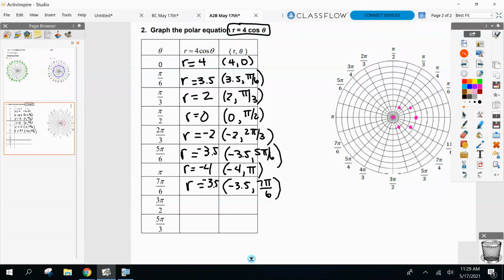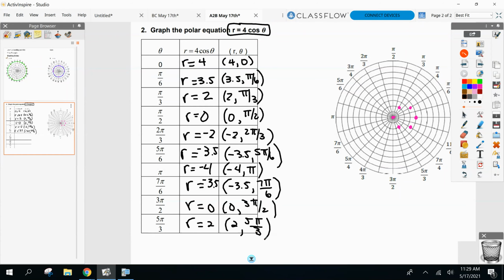And guys, take a look. 7 pi over 6, go opposite. We've already graphed it again. I'm just going to finish it here now. On 3 pi over 2, we end up with 0. Again, already graphed it. And then 5 pi over 3 should be, what, positive 2? And when I go to graph, there's already a point there.